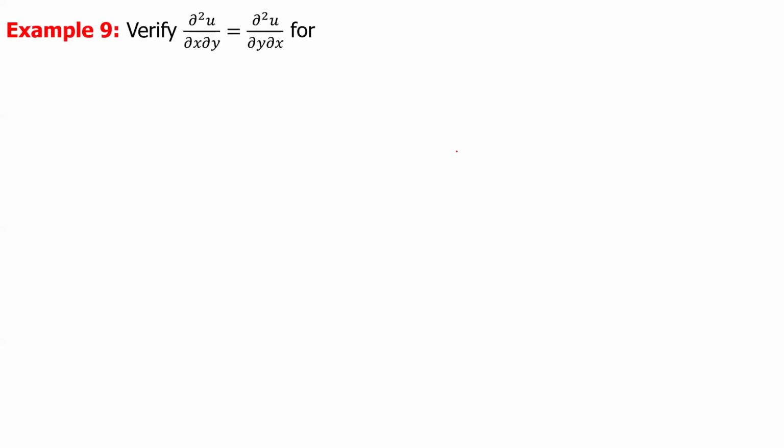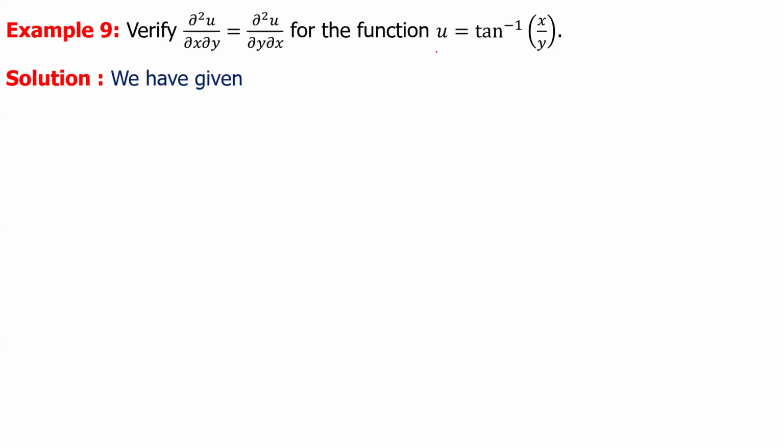Verify ∂²u/∂x∂y equals ∂²u/∂y∂x for the function u equals tan inverse of x by y. So this is one more example on partial differentiation. We are given that u is equal to tan inverse of x by y.